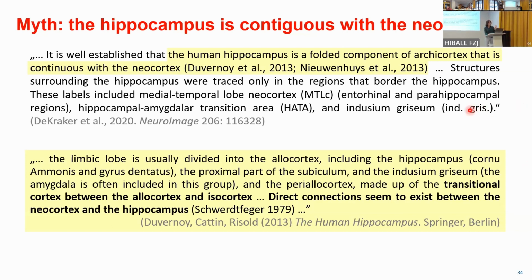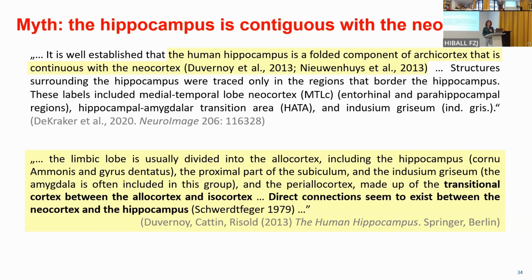So what the Duvernoy says is that the limbic lobe is usually subdivided into the allocortex, which includes the hippocampus, fantastic, and so on, and the periallocortex, which is made up of the transitional cortex between the allocortex and the isocortex.